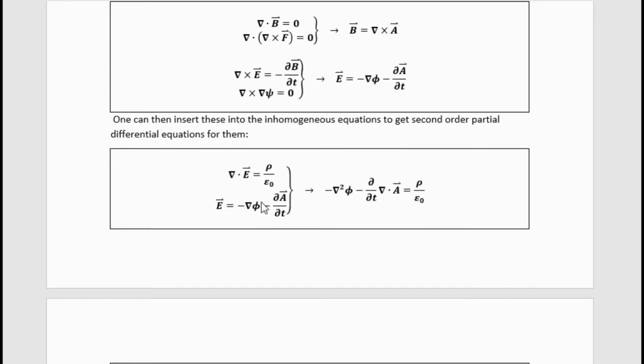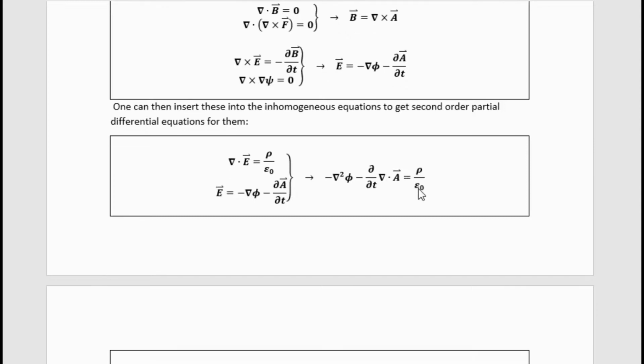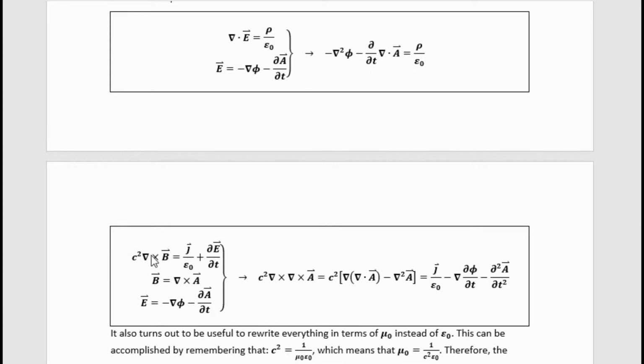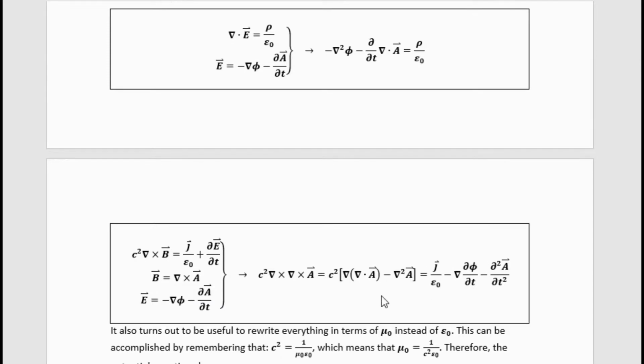So inserting this definition into this Maxwell equation gives us this equation. It's second order for the potentials. And then we can take this inhomogeneous equation, and we need both of the potential formulas. Plugging them in gives us this equation here.